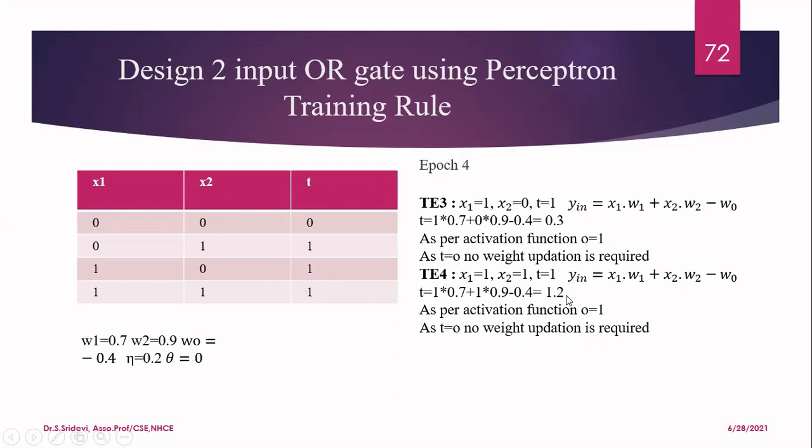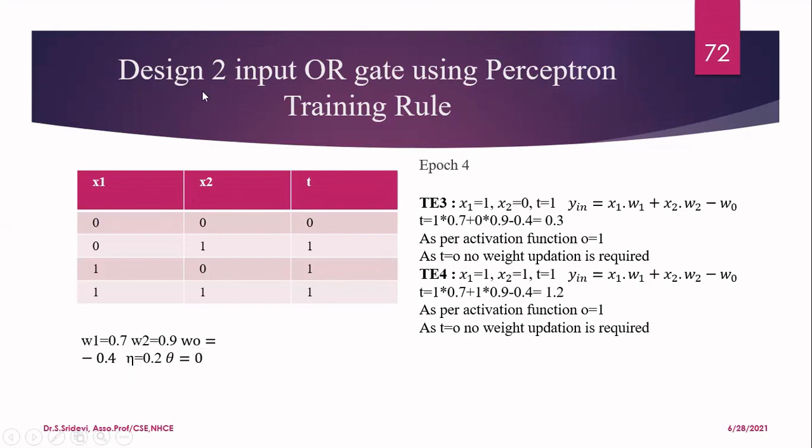Now, after the 4th epoch, whatever weights you have learned so far are satisfying all the 4 training examples. Therefore, your algorithm has reached the final condition. You have reached the end of the algorithm because you have converged. Now, no need to continue further. At this point, you can stop your algorithm. So, after the 4th epoch, whatever weights we have learned are the final weights. So, W1 is 0.7, W2 is 0.9, and W0 is minus 0.4. So, these are all the weights.